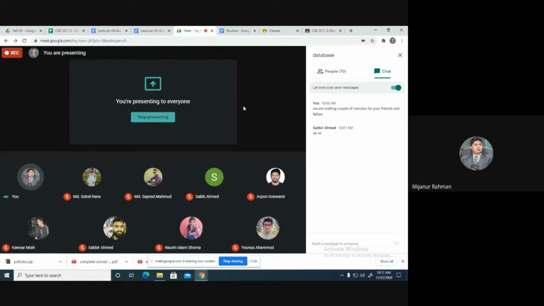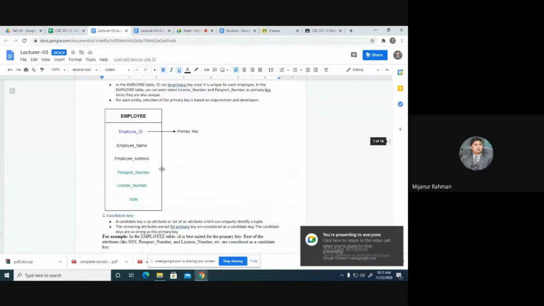But all possible keys are the super keys. Among the super keys, you pick some of them, and that is your candidate key. And as a database designer, you choose one, that is your primary key. I think things are very clear to all of you. Okay, dear. So these are the things.